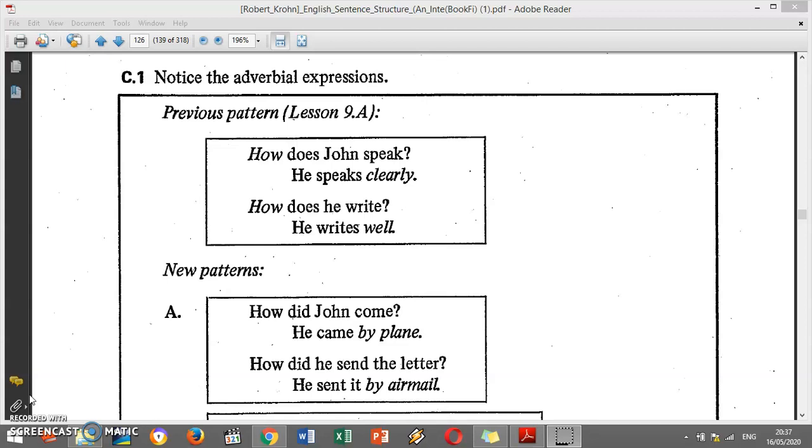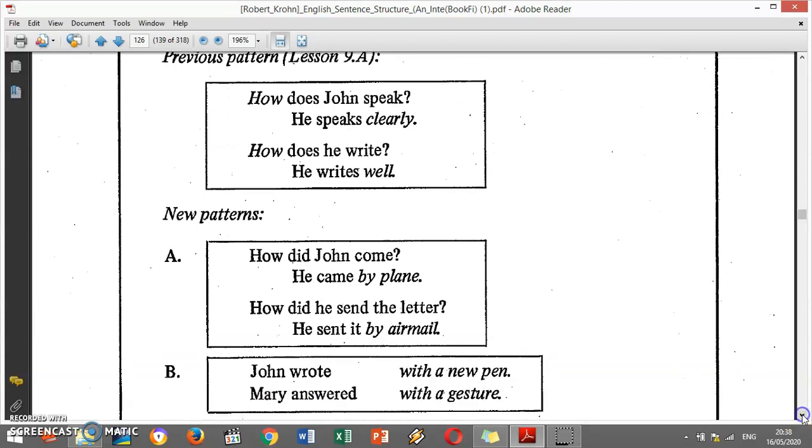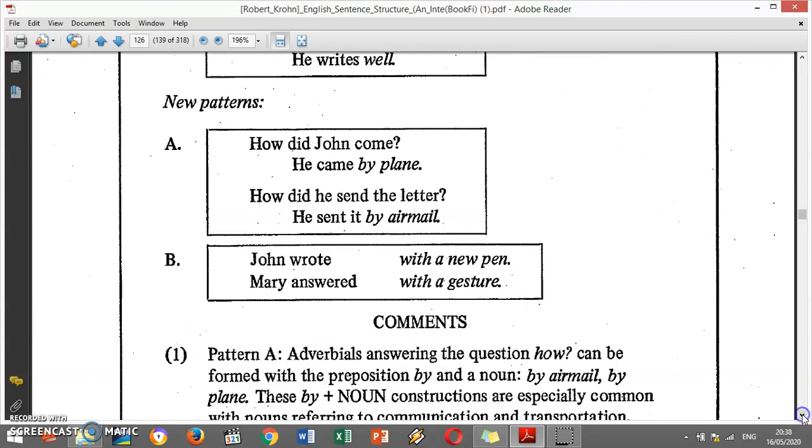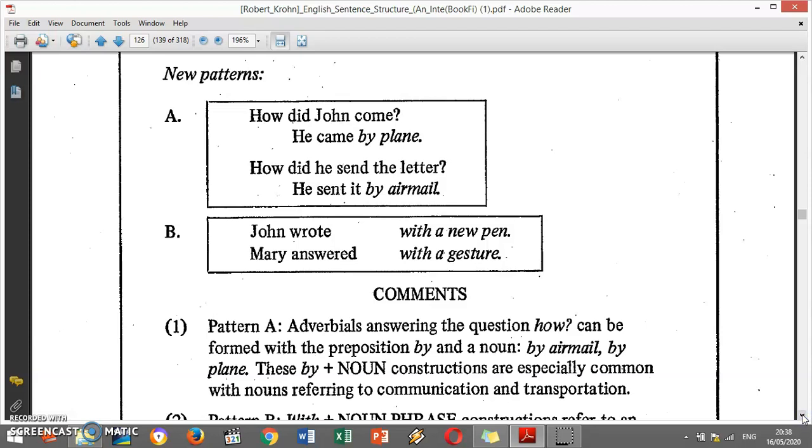How does John speak? He speaks clearly. And then how does he write? He writes well. Here, clearly and well are both adverbs. Meanwhile, here on the new pattern, on pattern A, how did John come?